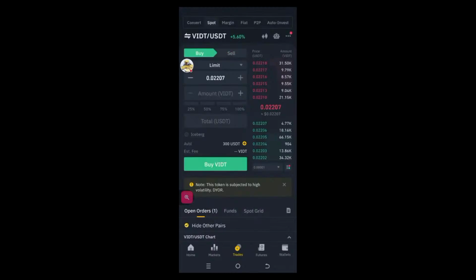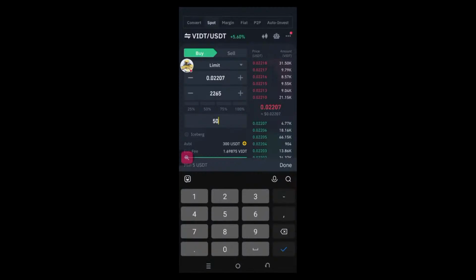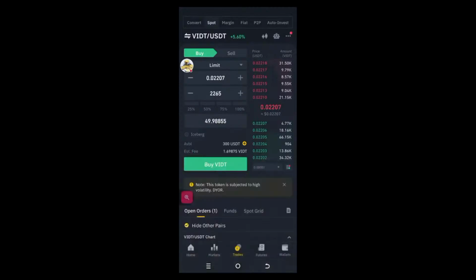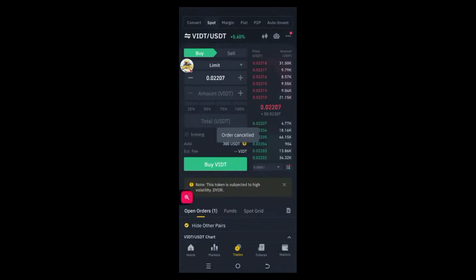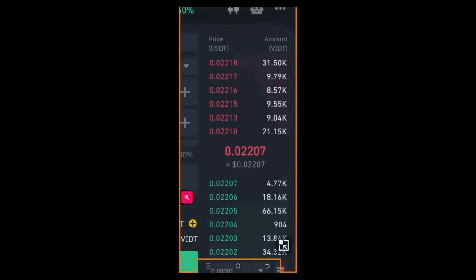Let's put in $50. Okay. Let's see. Want to go? Looks like it's in the queue, but I can cancel that. Okay, that means it wants me to buy at a higher price. 2210.